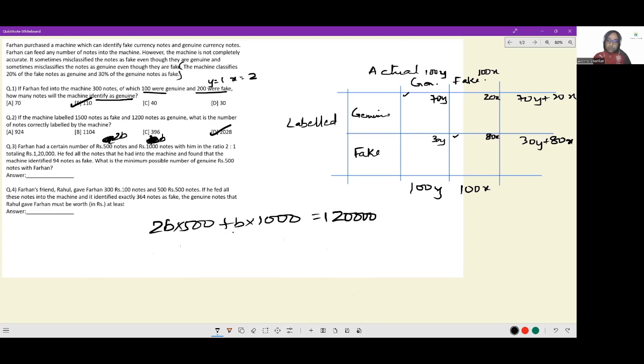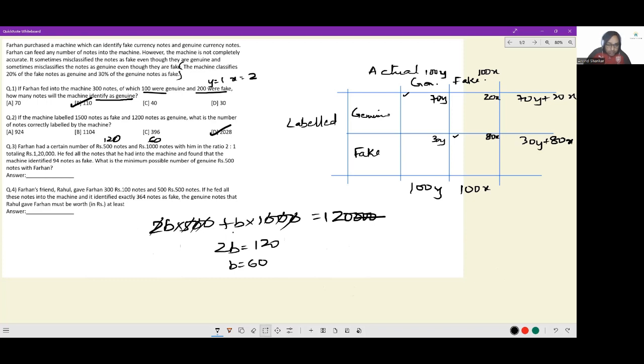Which will get you to 1,000. So 2B is equal to 120. So B will be equal to 60. There are 60 1,000 rupee notes, and there are 120 500 rupee notes.